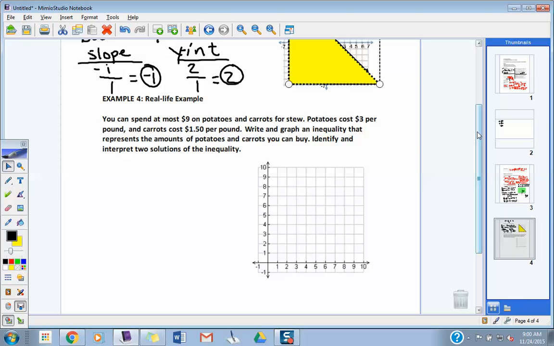This is a real life example, and this is where stuff comes into play pretty well. Now, guys, if you notice in our example, we've gone from 4 quadrants right down to what? 1 quadrant. Now, in this example, we're going to be talking about pounds of food. Why would I give you a graph that goes from 4 quadrants down to just the 1 quadrant when we're talking about pounds of food? Because you're not going to have any negative pounds of food.